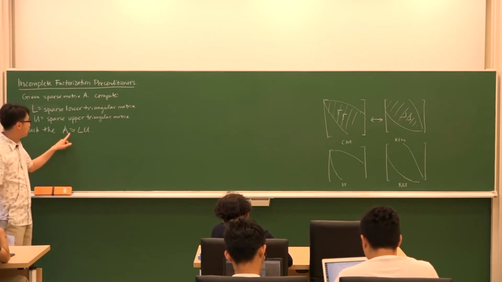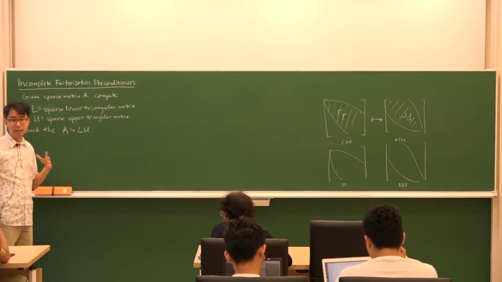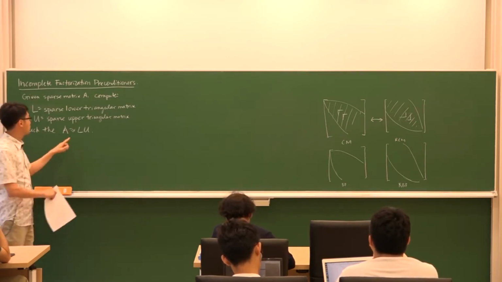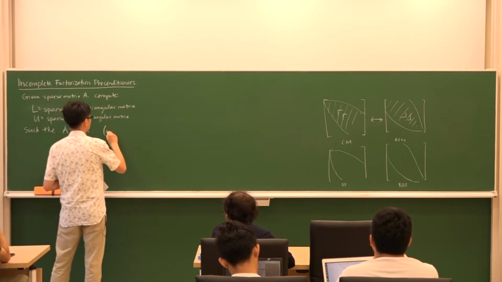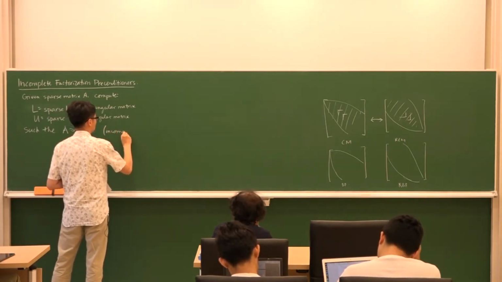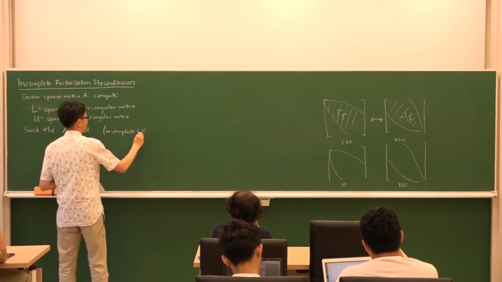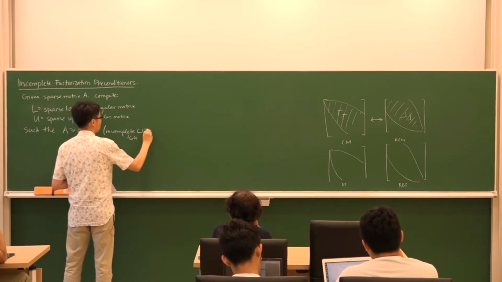So if we have A exactly equal to L times U, that's just Gaussian elimination. That's just LU factorization, right? This is called an incomplete LU factorization, or ILU for short.